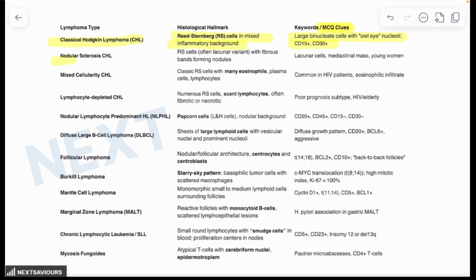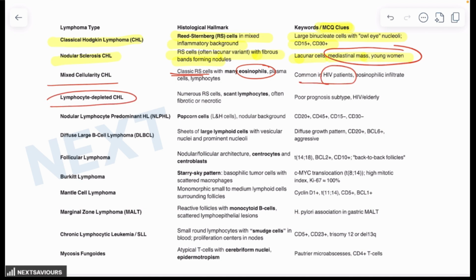For nodular sclerosis, there is going to be a presence of RS cells, which is often the lacunar variant, with fibrous bands forming nodules. But here, the keywords are going to be the lacunar cells, the mediastinal mass, and the involvement of young women. Now, in case of mixed cellularity, there will be many eosinophils along with the classical RS cells, which is common in immunocompromised patients, that is HIV patients.